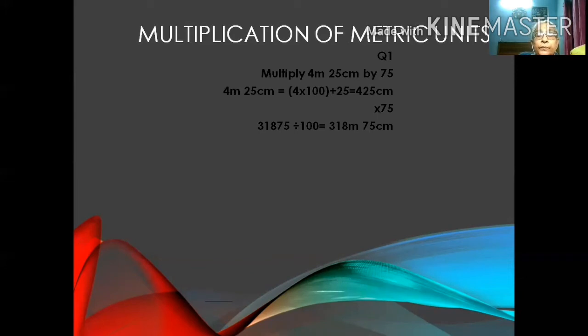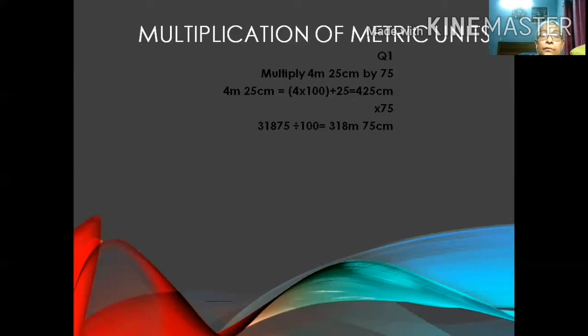Okay. So let us bring this meter and centimeter into centimeter, the smaller unit. So 4 meter 25 centimeter is equal to 4 into 100, because 1 meter is equal to 100 centimeter. 4 into 100 plus 25, that is 425 centimeter, and then multiply by 75 and it becomes 31,875 centimeter.